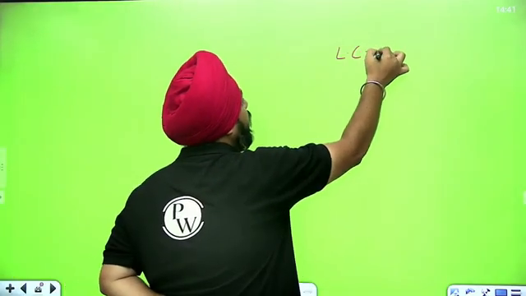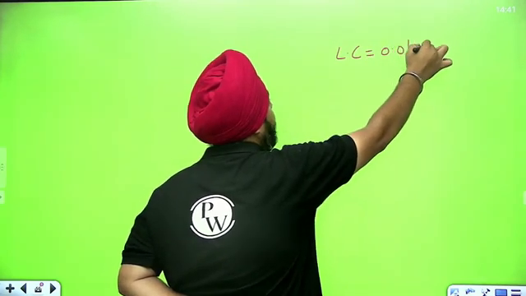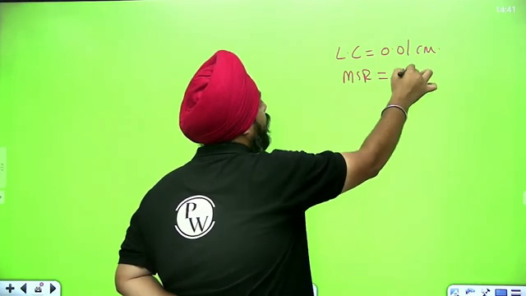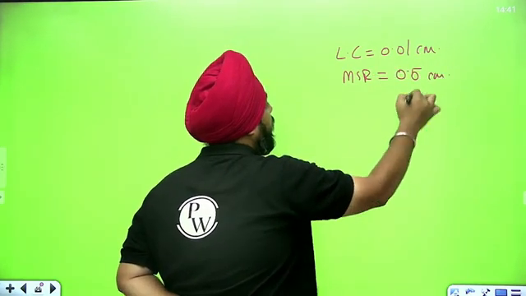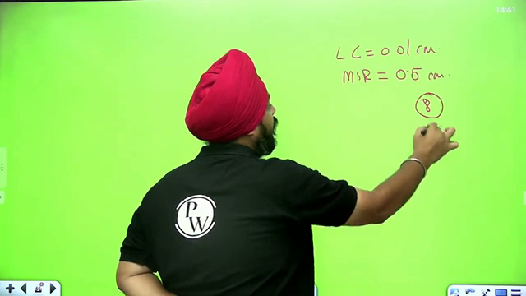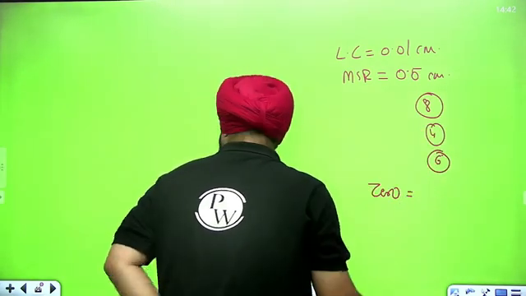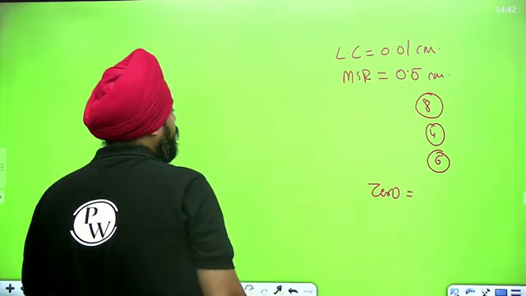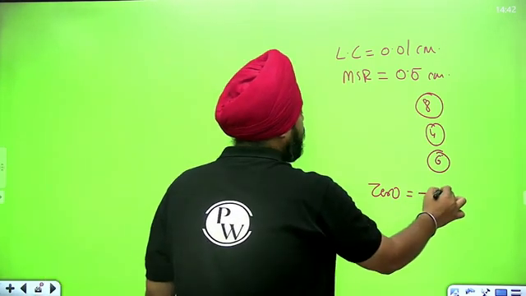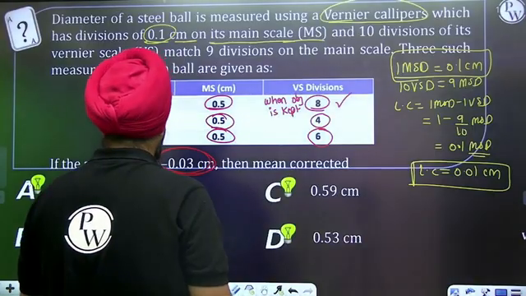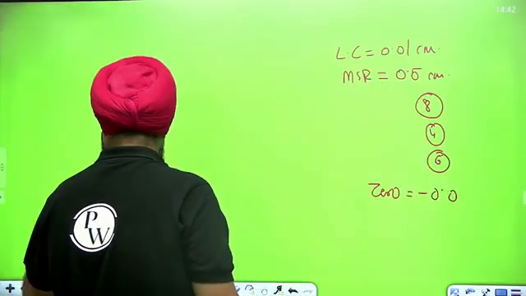Least count is 0.01 centimeter. Main scale reading, it is 0.5 centimeter. 4th, 8, 4, 6, zero error. That is negative of 0.03 centimeter.